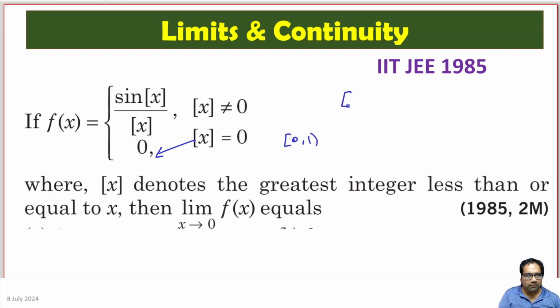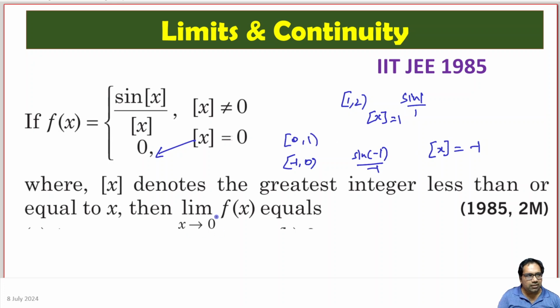When x is between 1 and 2, it becomes sine of the greatest integer function of x. What is that? Between 1 and 2, it is 1, right? So sine 1 by 1, when x is between 1 and 2. And what about minus 1 and 0? It will be like sine of minus 1, because the greatest integer function of x would be minus 1. So sine of minus 1 by minus 1.